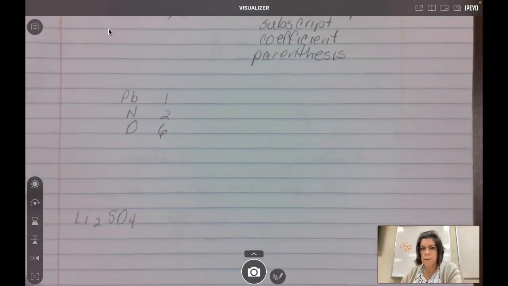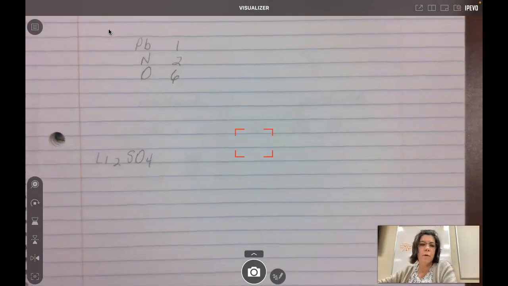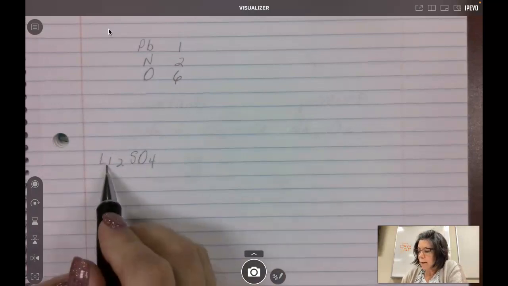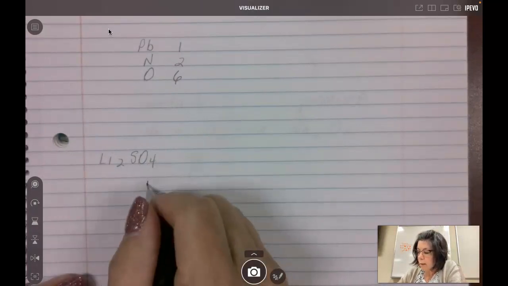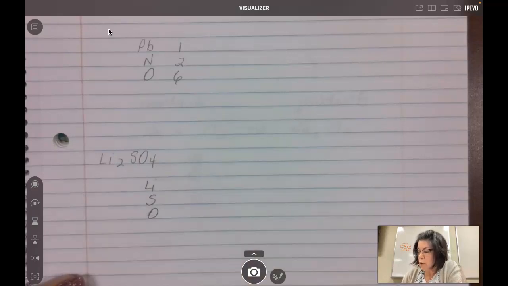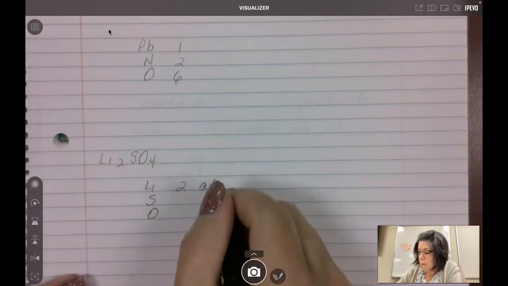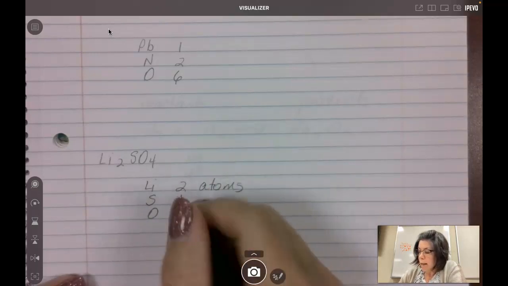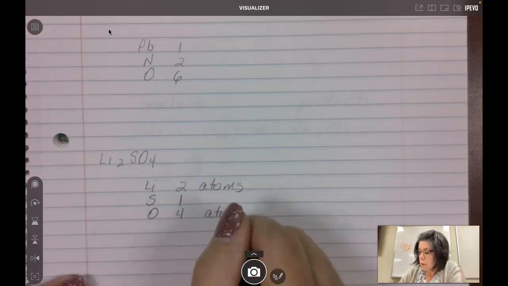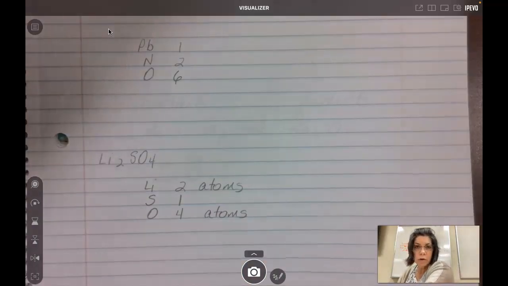Let's do one more down here at the bottom. This right here. Let me focus a little better. So we have Li2SO4. So again, we have 3 different atoms. We have Li, which is lithium. We have S, which is sulfur. We have O, which is oxygen. So we have 2 atoms of lithium, 1 atom of sulfur, and then 4 atoms of oxygen. So there we're counting atoms, and we know how to count those. Now we need to learn how to balance equations.